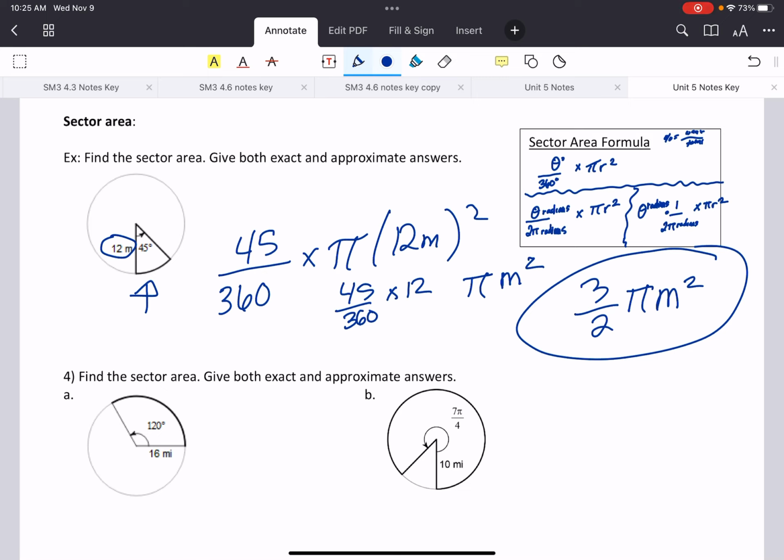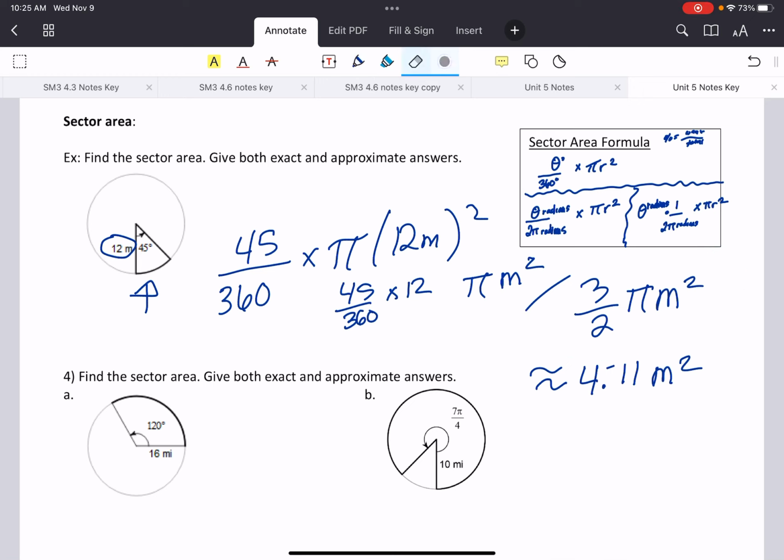Why does this one only have one answer? It doesn't. I was just waiting until everyone was caught up and then I would move on. Okay. And then our approximate is multiply by pi. 4.71. Hey, that's what I got. That's not what I got, but it's okay.